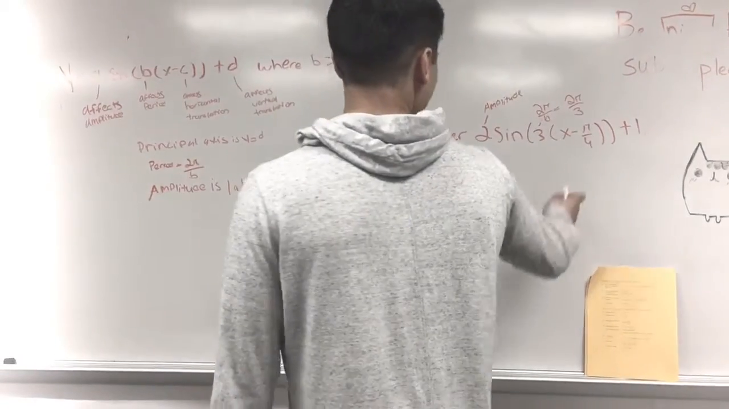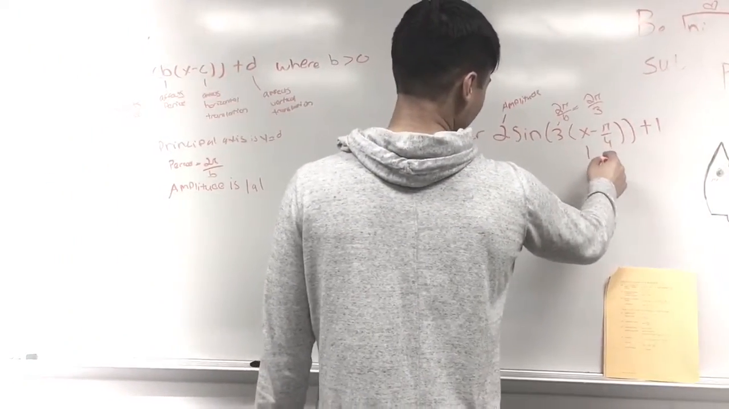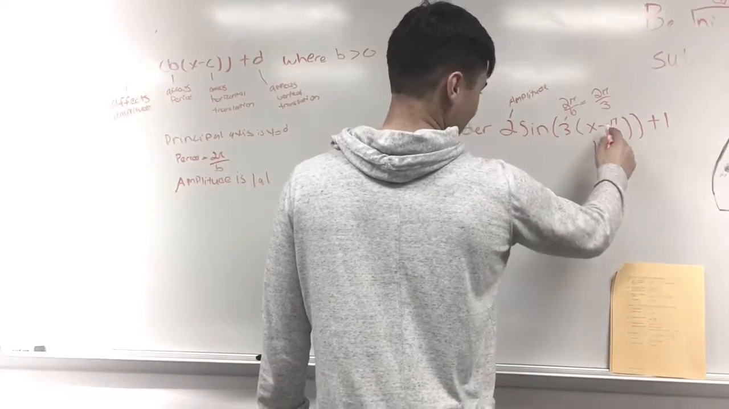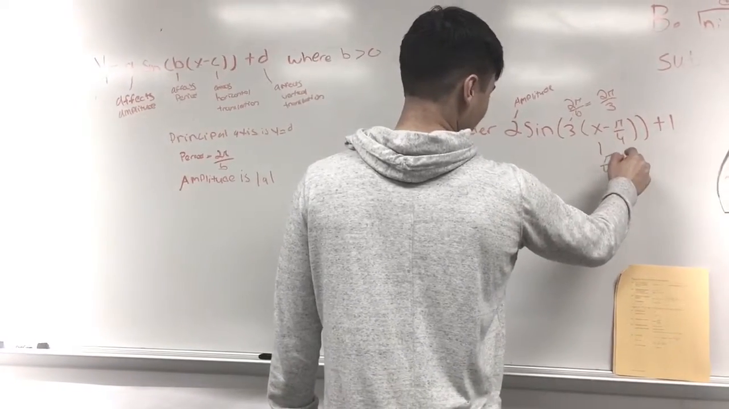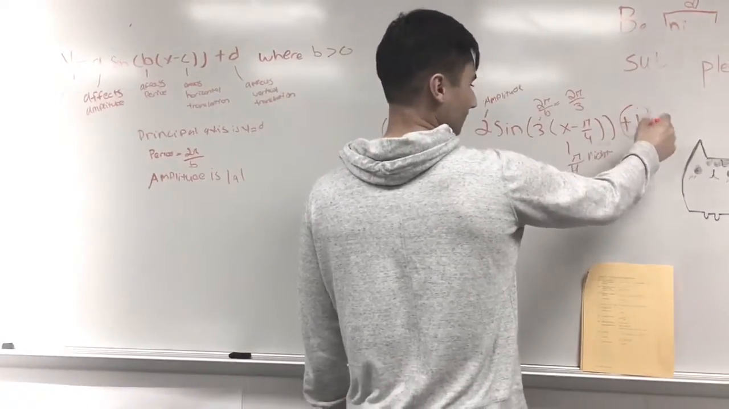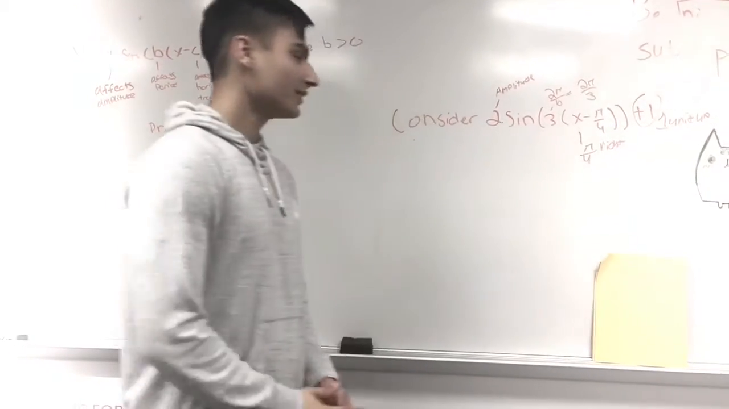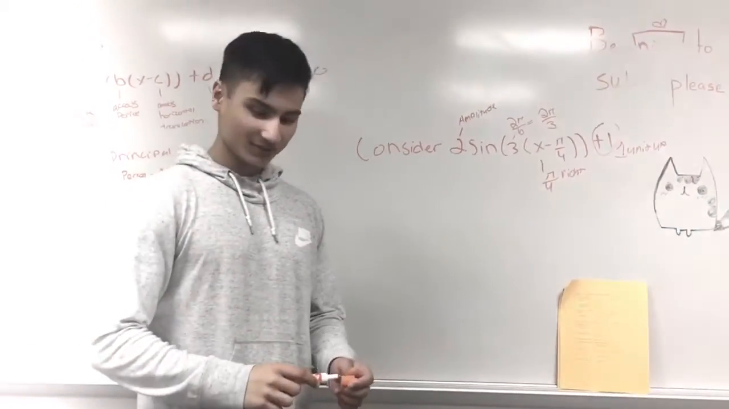Now, this affects horizontal translation, so this is shifted pi over 4 units to the right. Since it's a negative, it's to the right. And this affects vertical translation, and this is 1 unit up. And here you go, understanding a basic sine function.